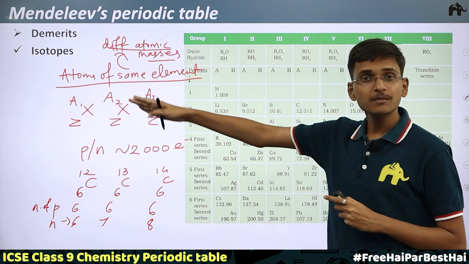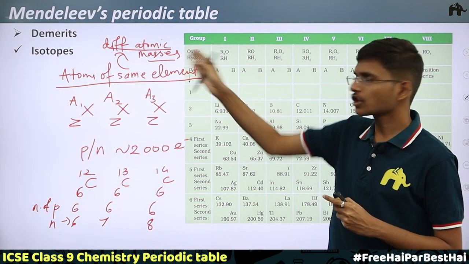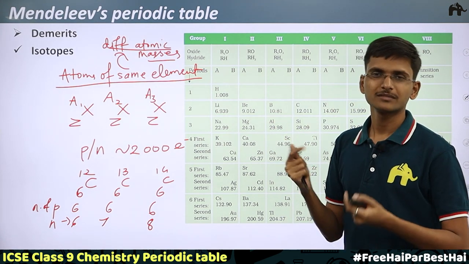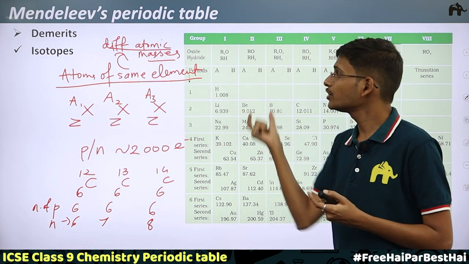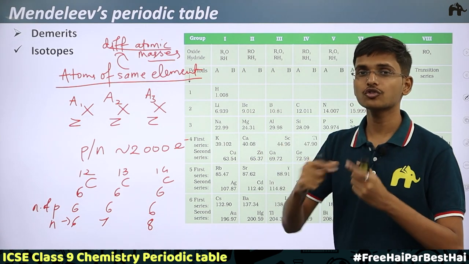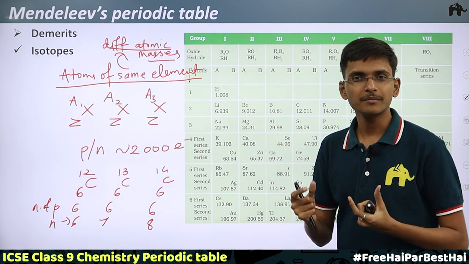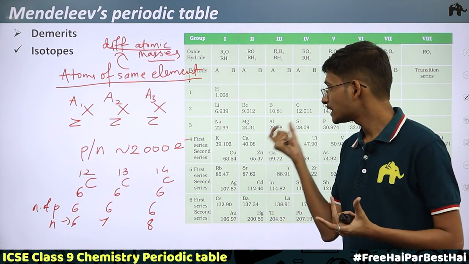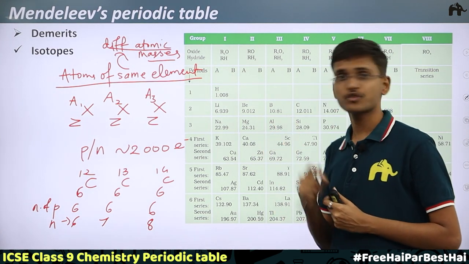So now, since they are atoms of the same element having different atomic masses, if we would give them different positions... and if we would give the same position, that would also not be justified, because they have different atomic masses. And how can we give atoms having different atomic masses the same position?